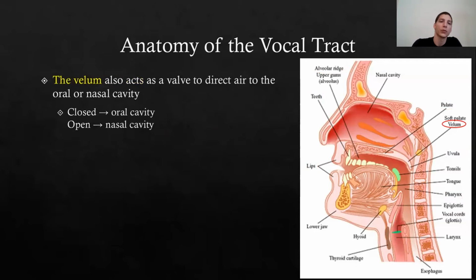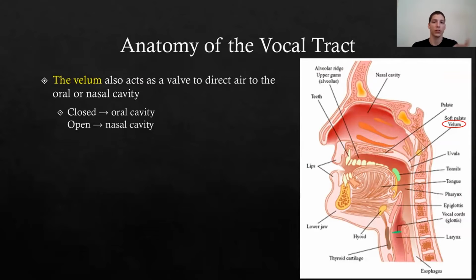Next important part of the vocal tract is the velum. So the velum is kind of like a valve. It can either be open or closed, and the function of the velum is to divert airflow. So you can either have the velum closed, which will send air into the oral cavity where you have your tongue and your teeth and your lips, or the velum can be open and air can go into the nasal cavity, because air basically follows the path of least resistance.